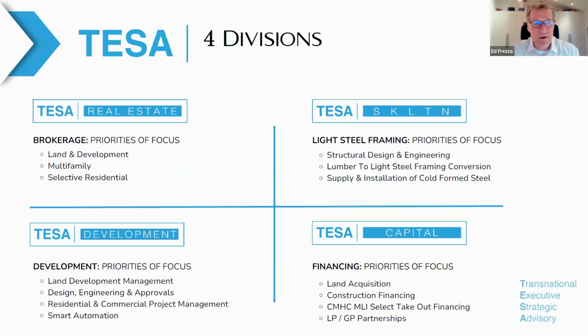In terms of the company itself, TESA has 4 different divisions. We have a real estate brokerage side, we have the capital side, we have the development side, and then on the manufacturing side, we have something called TESA Skeleton, which is light steel framing. And I'll go into each of the 4 divisions individually.